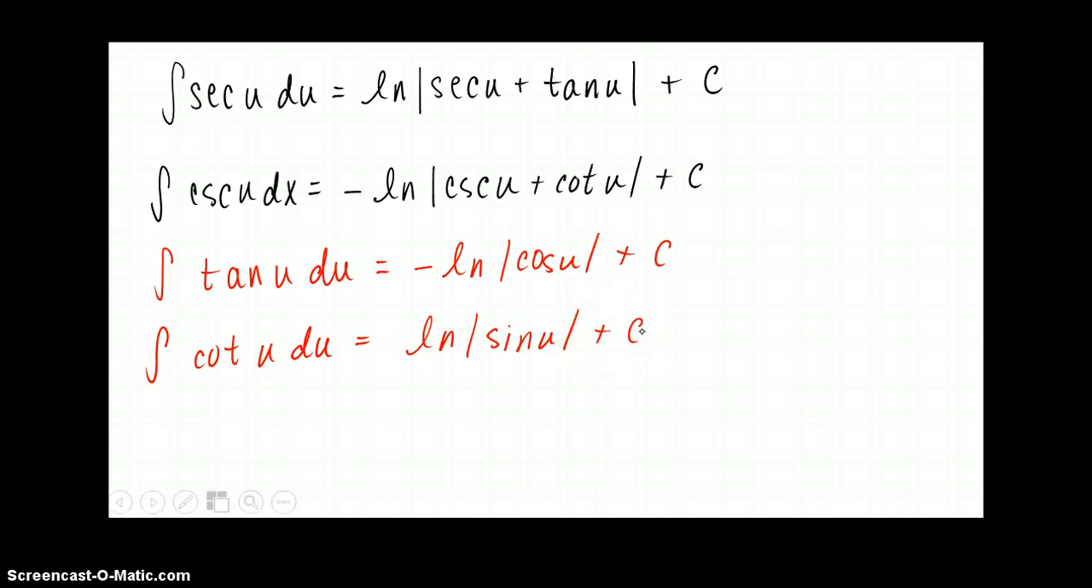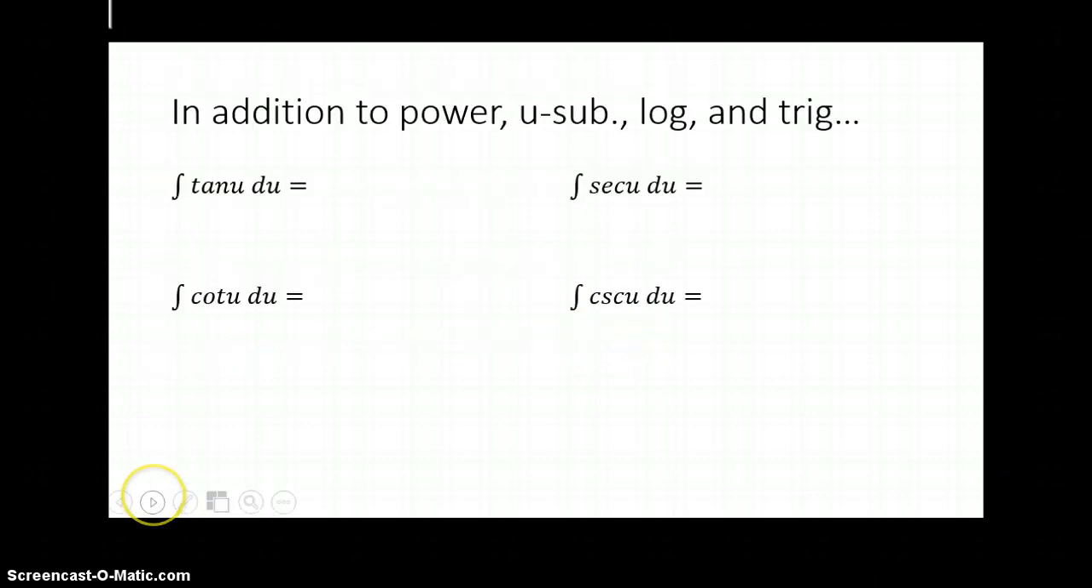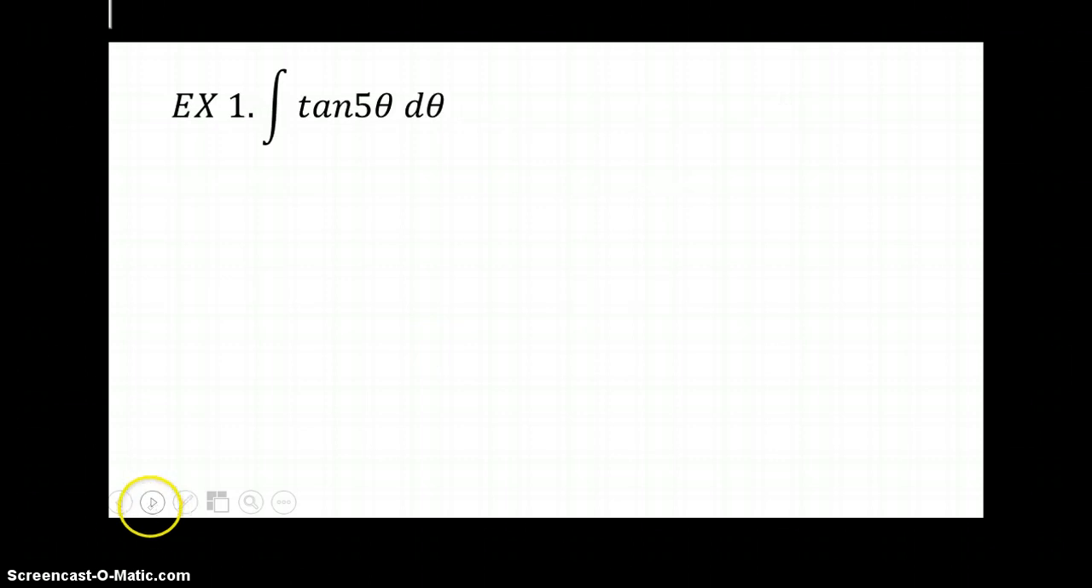Okay, so let's use them with problems. So in addition to power, u substitution, log, and trig, we have these 4 new antiderivatives. Okay, so tangent of 5 theta, look at theta. It has a derivative that isn't 1, so we do need a u substitution here. We'll pick 5 theta, which makes du 5 d theta.